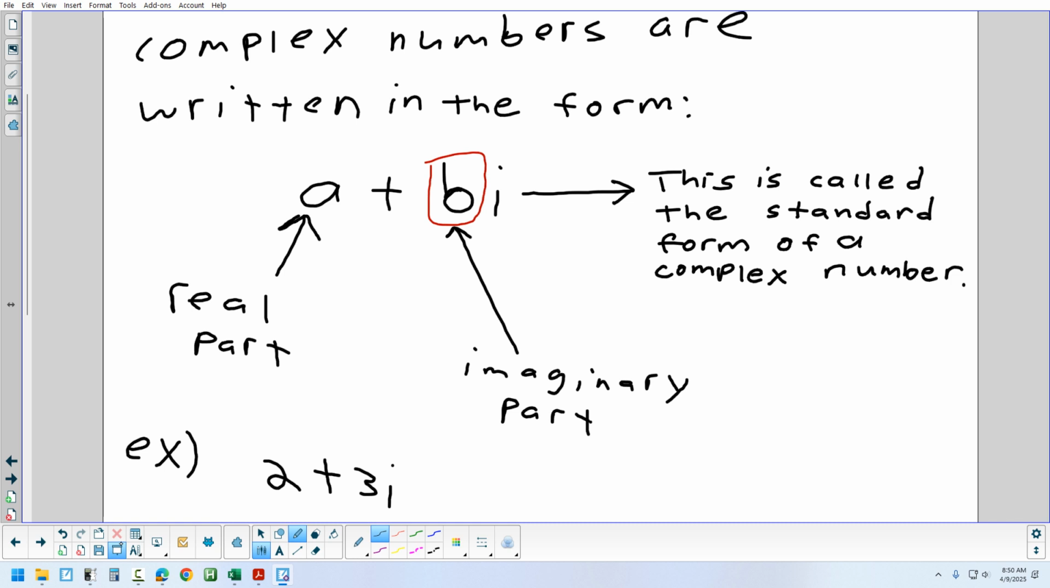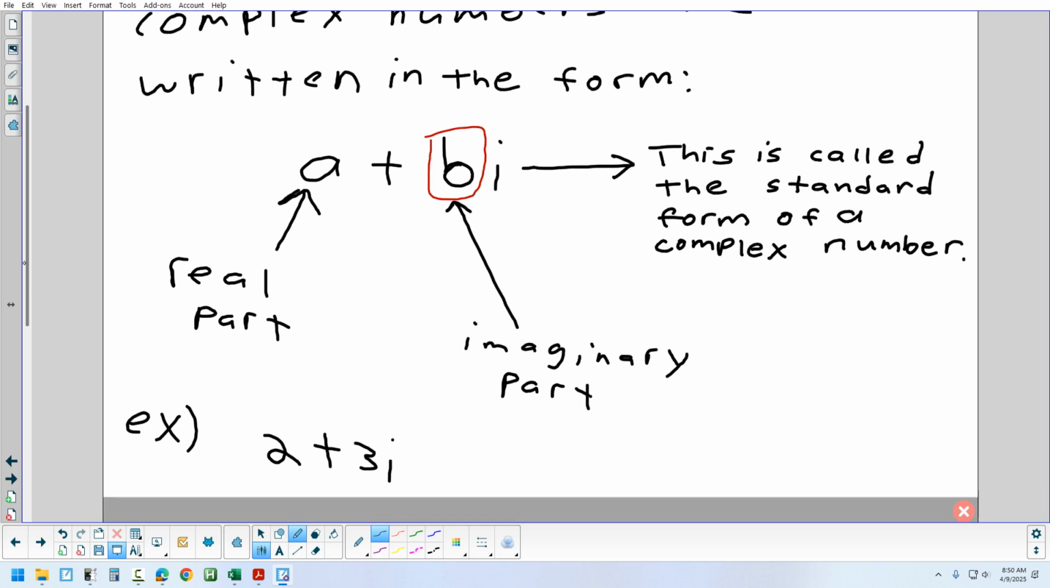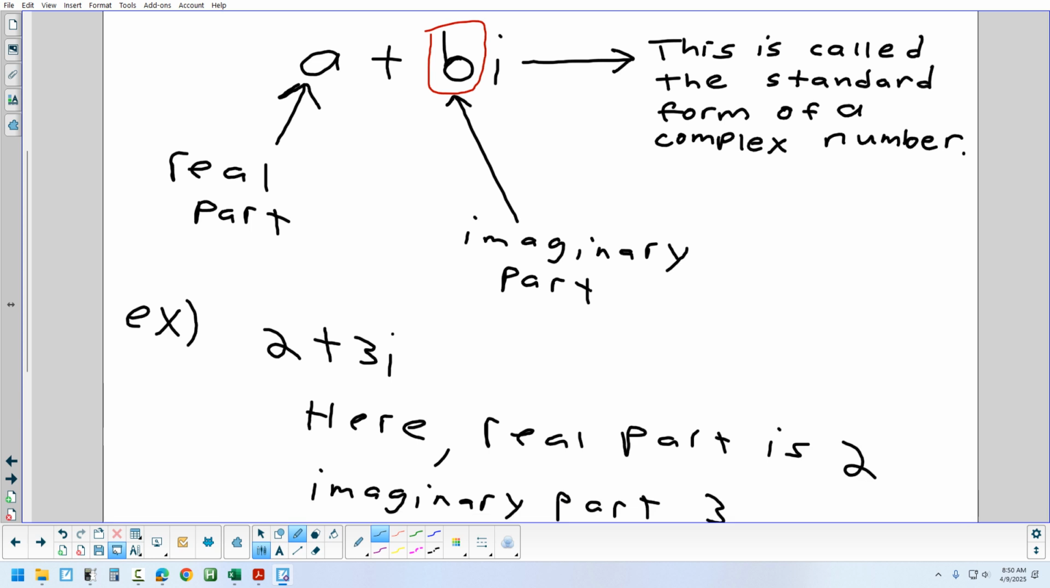So looking at our example up above, in 2 plus 3i, what would be the real part of 2 plus 3i? The 2, just the 2. Yep. And what would be the imaginary part? 3. Just the 3, yeah. So the i is just there to tell you what's in front of it is the imaginary part. Okay, so that has a real part of 2, and it has an imaginary part of 3. Okay, any question on that?